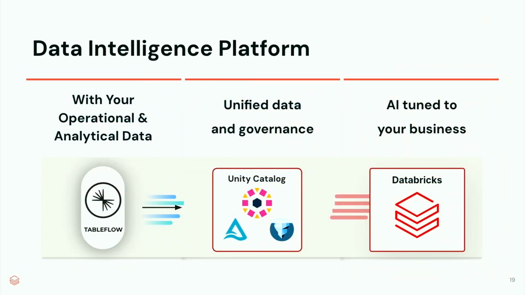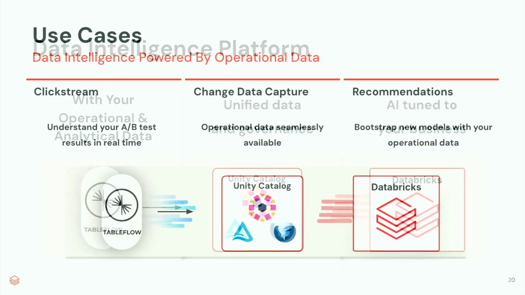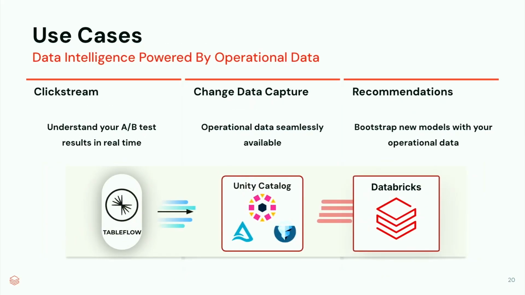Yeah, so that was great. So now we understand where Tableflow fits in the stack. So now with Tableflow, we're able to have more of our operational data as part of our data intelligence platform. So that's making that data available to Unity Catalog, having this unified single pane of glass for accessing our data and governing that data. So I just wanted to highlight a couple of use cases of, okay, now that I have Tableflow, what does this actually enable?